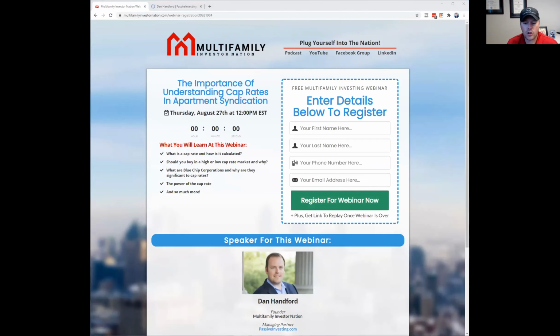And we're going to talk first about what is a cap rate. So let's first talk about that part of it. So the cap rate is short for the capitalization rate, right? And that capitalization rate is basically telling you if I was to pay for this property 100% cash, how much would my annual return on my investment be?